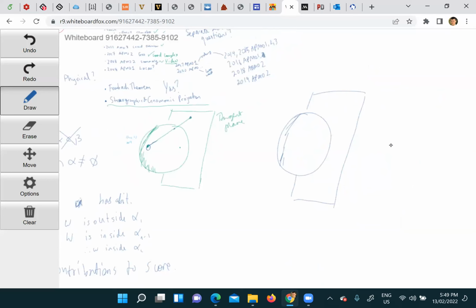Let me get a ball. Oh, great, a tomato. Alright, this is the point, this is the plane. You have a circle around, like if it's parallel.